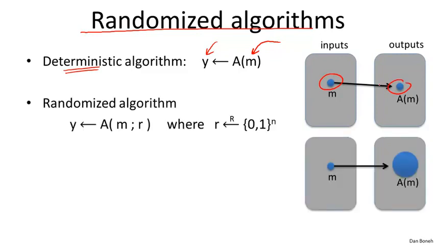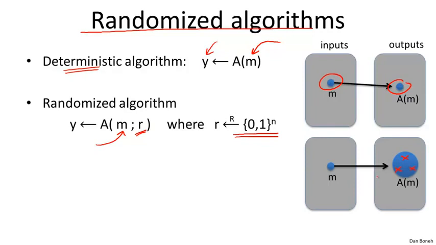A randomized algorithm is a little different in that, as before, it takes the input data m as input, but it also has an implicit argument called r, where this r is sampled anew every time the algorithm is run. In particular, this r is sampled uniformly at random from the set of all n-bit strings for some arbitrary n. Every time we run the algorithm on a particular input m, we're going to get a different output because a different r is generated every time. The first time we run the algorithm, we get one output. The second time, a new r is generated and we get a different output. The third time, a new r is generated and we get a third output, and so on.